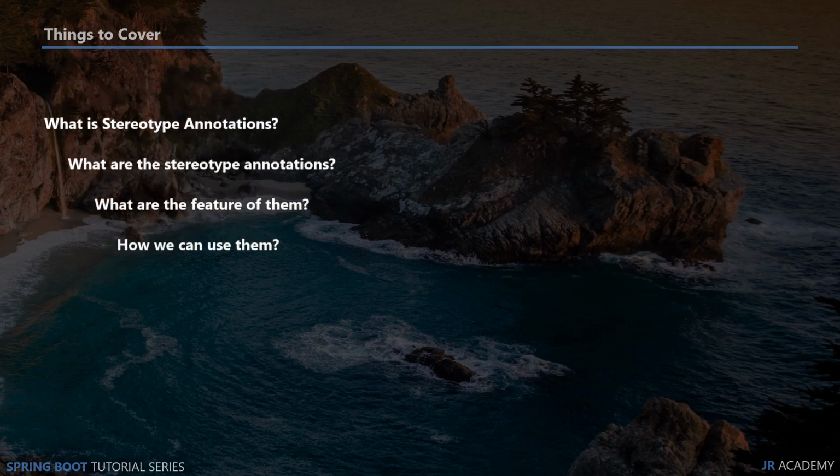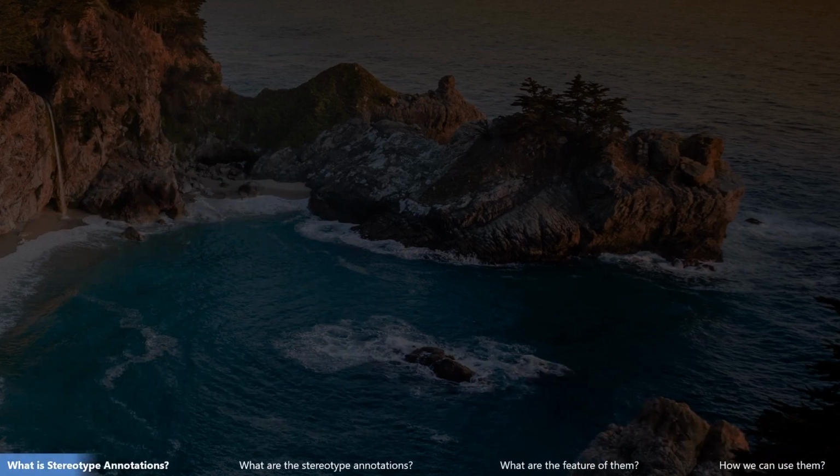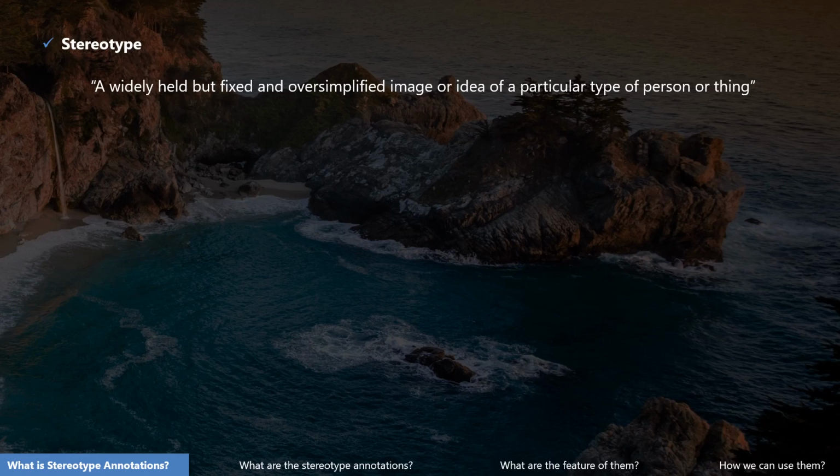But before getting into stereotype annotation, let's see what a stereotype is. When we say Americans like coffee or Britishers like tea, it is a stereotype. It is not true all the time, but it is a general idea about them. The dictionary meaning of stereotype is a widely held but fixed and oversimplified image or idea of a particular type of person or thing. It means a general idea about something.